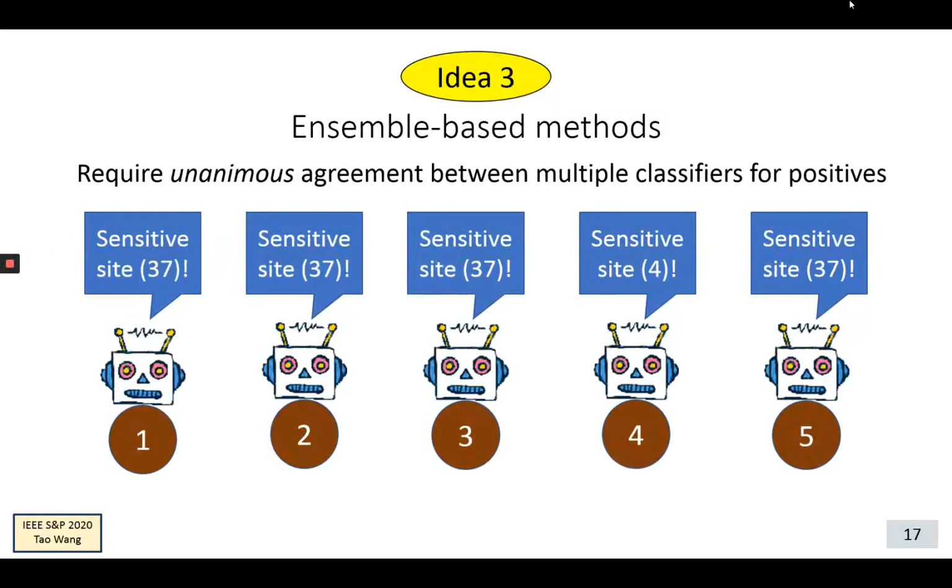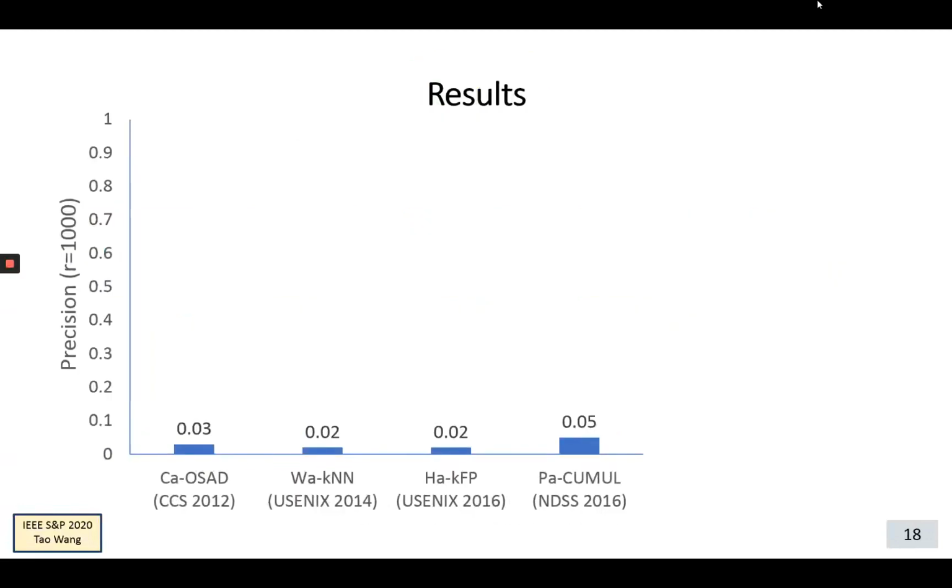So we have 5 classifiers, and we say we want unanimous agreement between those classifiers for a positive classification. So positives, which are sensitive websites, let's say that these 5 classifiers all say they're sensitive, but actually one of them says it's a different sensitive page. We're still going to say this is a non-sensitive web page. That is going to be the conclusion, because we want to be really, really sure before we make a positive classification. So this is the simplest idea, and actually this one turns out to work really well as well. So here are the results.